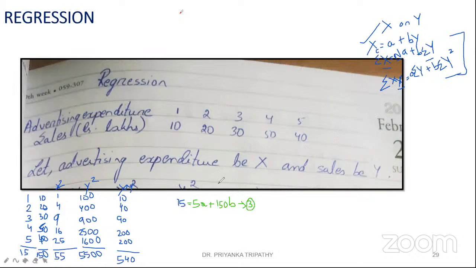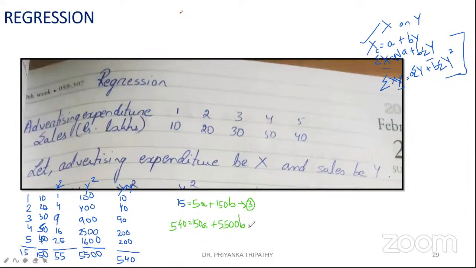Next is summation xy. What is the value of summation xy? 540. Equals A summation x; A we don't know. Summation x is 150, so 150A. Plus B summation y square. What is summation y square? 5500. So 5500B.